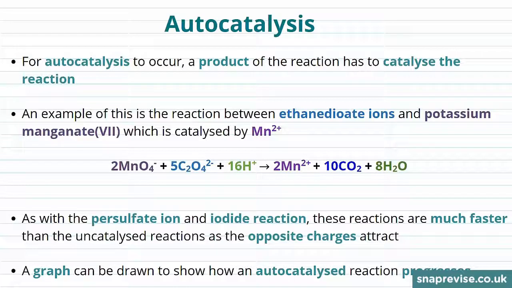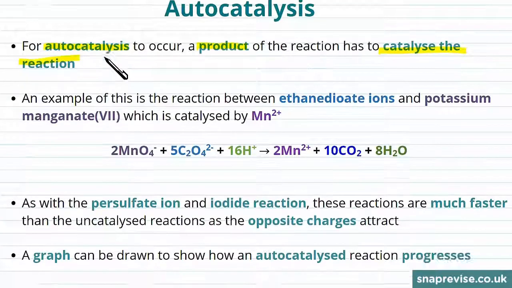Hi guys, in the last parts of the video we looked at homogeneous and heterogeneous catalysis. In all the examples we looked at, the catalyst was something we needed to add to the reaction. But there's another type of catalysis we study called autocatalysis, and this is where a product of the reaction in question catalyzes the reaction itself. So something being made within the reaction then speeds it up.